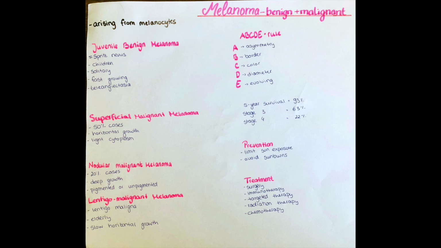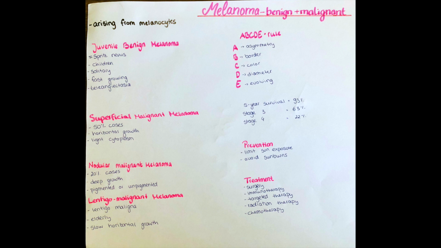The nodular malignant melanoma makes up around 20% of cases. This type of tumor grows deep into the tissue and usually affects the back, breast, and the extremities. It can be pigmented or unpigmented. Histologically, we can observe epithelioid and polymorphous melanocytes, and also here we observe features of cellular atypia.